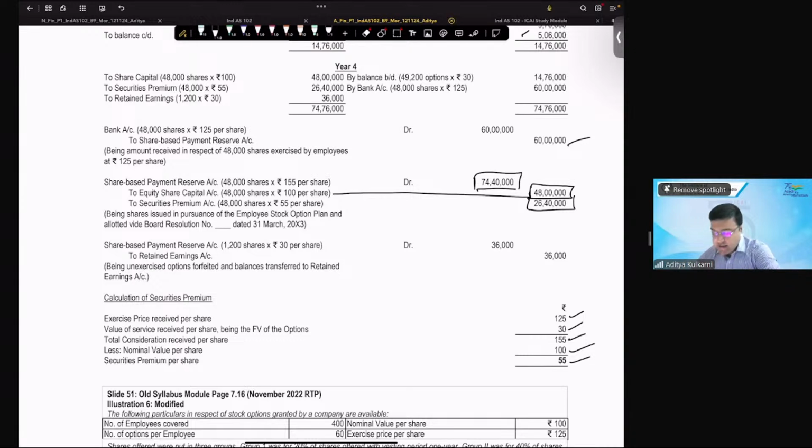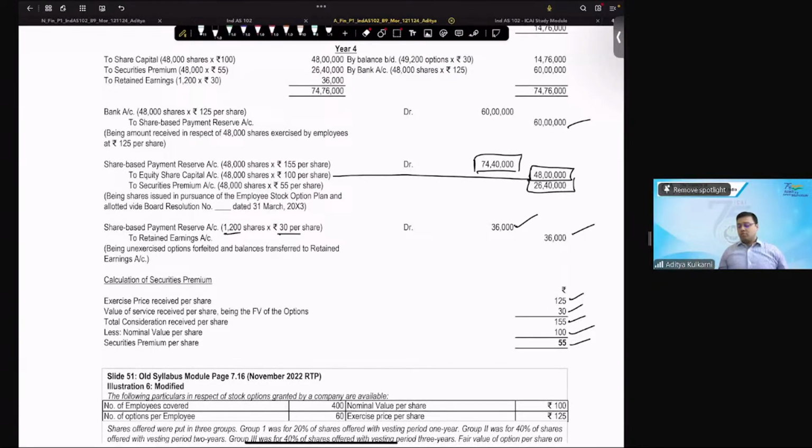Finally, how many employees did not exercise the option? 12 employees. That is 1200 options multiplied by 30 per share, so that comes to 36,000. Are we okay with this? So SBP reserve debit 36,000. The question is, where should it go? It will go to retained earnings.